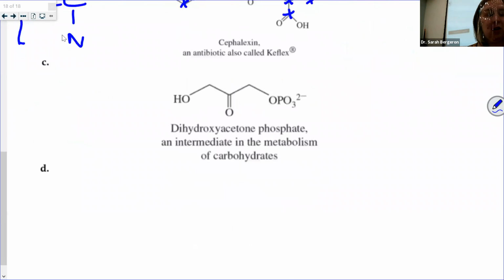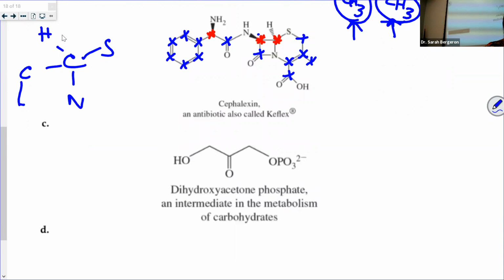All right, last one. I guess I'll leave that right there. Okay, so what can we eliminate first off the bat? Carbon is attached to a double bond. We know it doesn't have 4 things, so we can get rid of it.